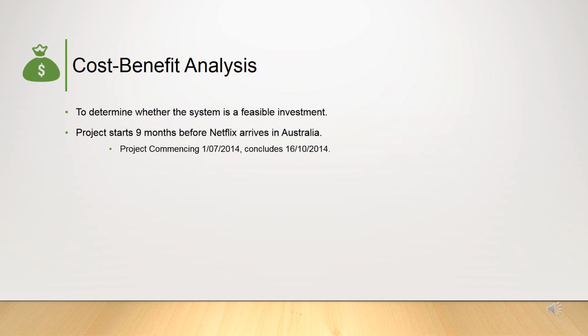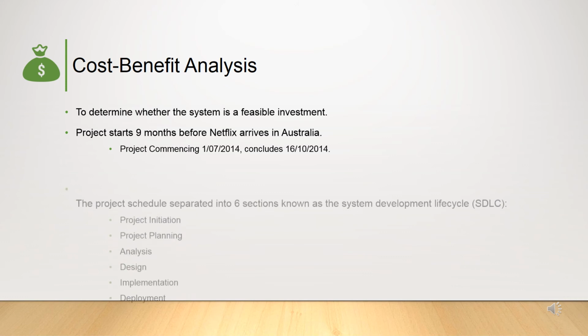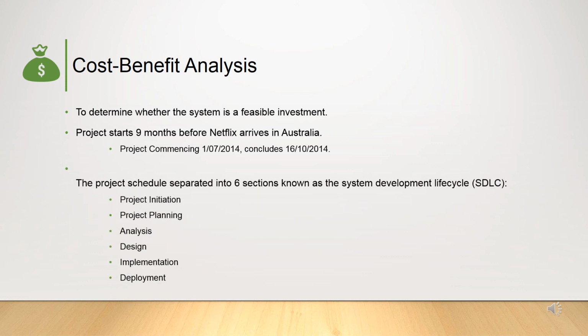To determine whether the system is a feasible investment, a cost-benefit analysis of the new system was conducted. The approach was undertaken to estimate the strengths and weaknesses of investing in the new system or to continue using ArtHouseREST's current system. Microsoft Project was used to determine the project schedule, which is separated into 6 sections known as the System Development Lifecycle.